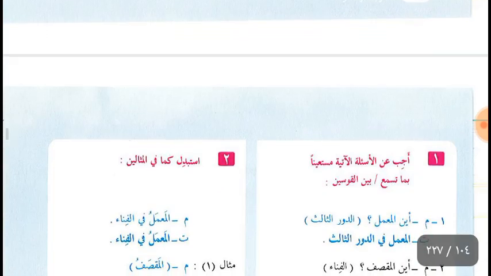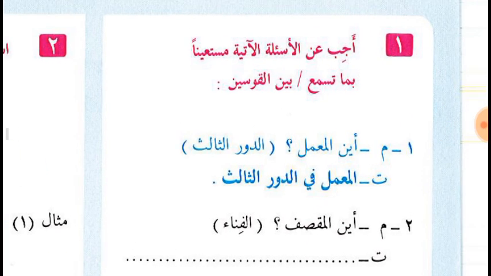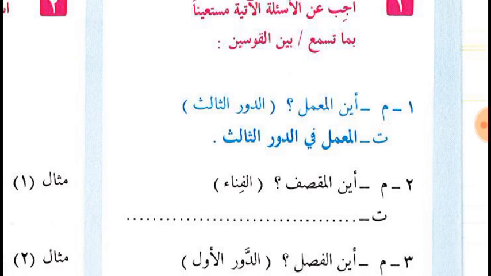Yes, sir. Then on the next page we have Ajibanil Asilatil Atiya Mustainan Bima Tasmahu. Answer the following questions using what you listen to. Or we can read it Ajibanil Asilatil Atiya Mustainan Bainal Kausain. Answer the following questions using what is between the two brackets. So the mudarris asks, Ain al mamal? Where is the laboratory? The student will reply, Al mamalu fid dawr al-thalisi. The laboratory is on the third floor.